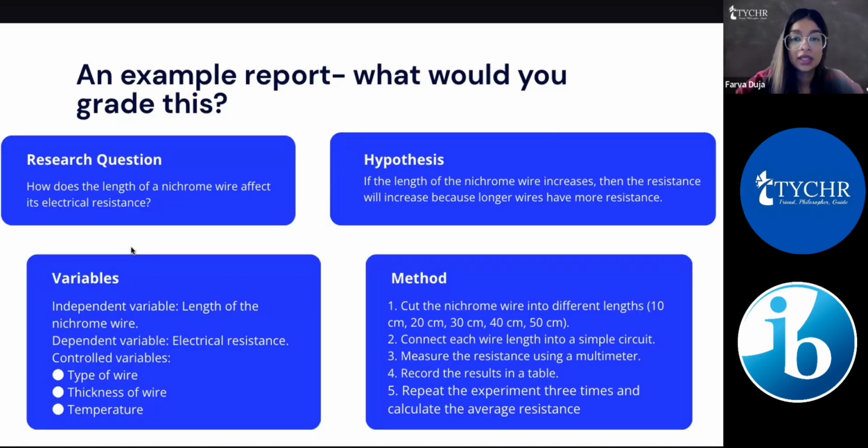What's happening here is that this is an example of a report that's written here. And actually, we can do this quickly. I'll give you guys a minute or two. Just take a look at it and tell me, if you were the teacher, what grade would you give this? Would you put this in a 3-4? Would you put this in a 5-6? Or would you put this in a 7 or 8?